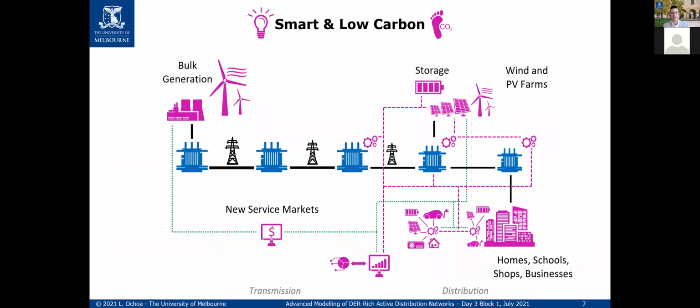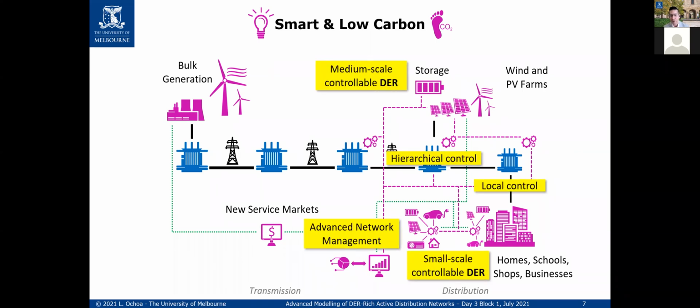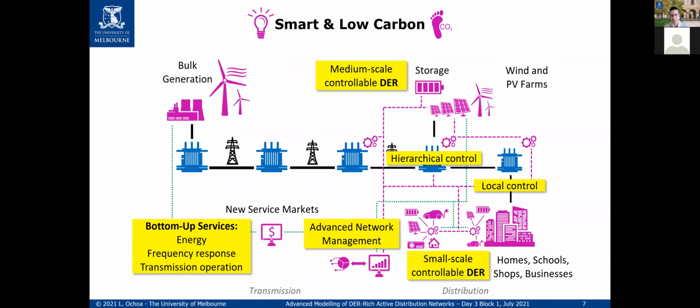So what we want to achieve eventually is a smart and low carbon system, all right? So of course, this is a course in distribution, and I'm a distribution person. So of course, all the smarts are in distribution according to me, but there's a lot of smarts in transmission as well. So what we are going to see in the future, and we're seeing already in many countries, is medium scale controllable distributed resources. So not just the solar farms or wind farms, but also storage as well. And this is happening quite rapidly, which is exciting.